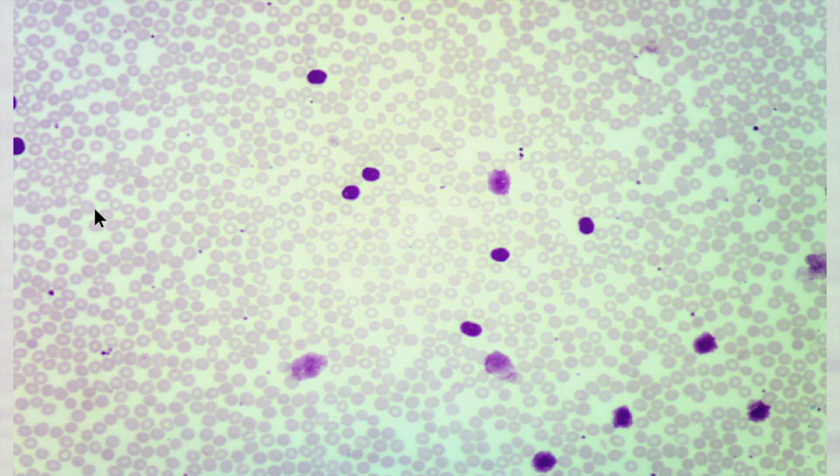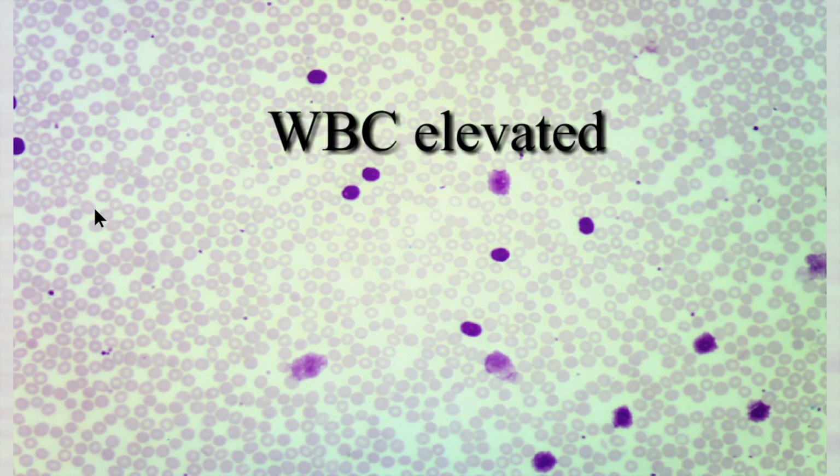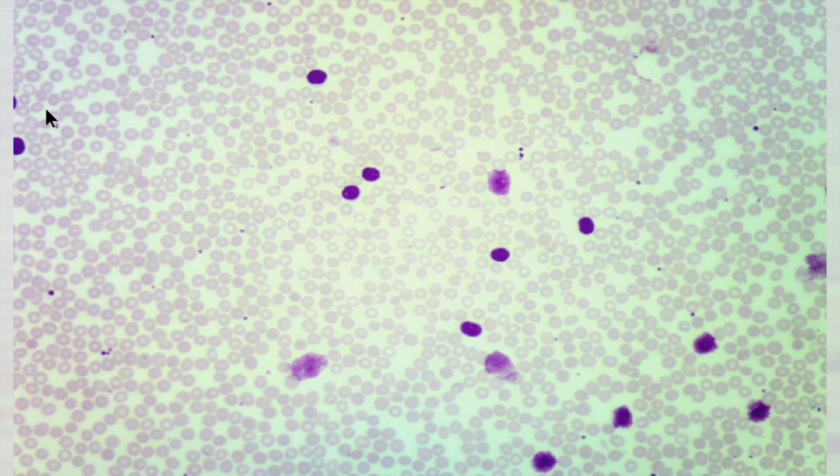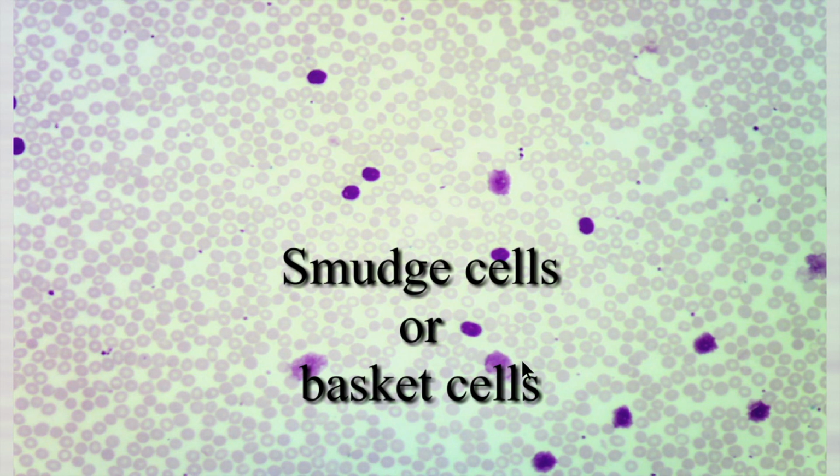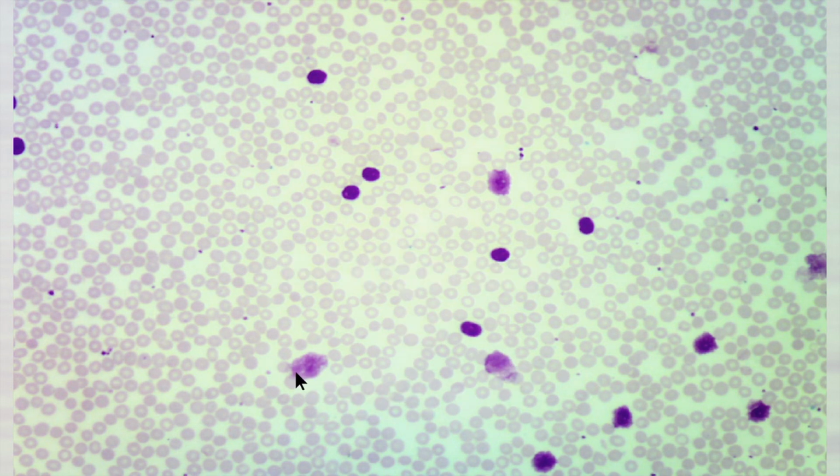This is a low magnification that you're looking at on the screen, and at first glance you should observe that the white count is elevated. There are increased numbers of white blood cells, and these white blood cells have only two distinct morphologies. One appears like a lymphocyte at this magnification, but we are not going to identify the cell until we go to higher magnification. And we have these cells in here that are referred to as smudged cells, or also known as basket cells.